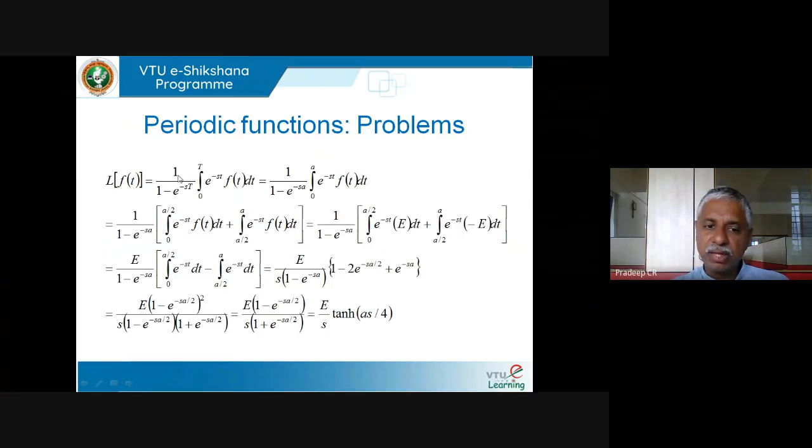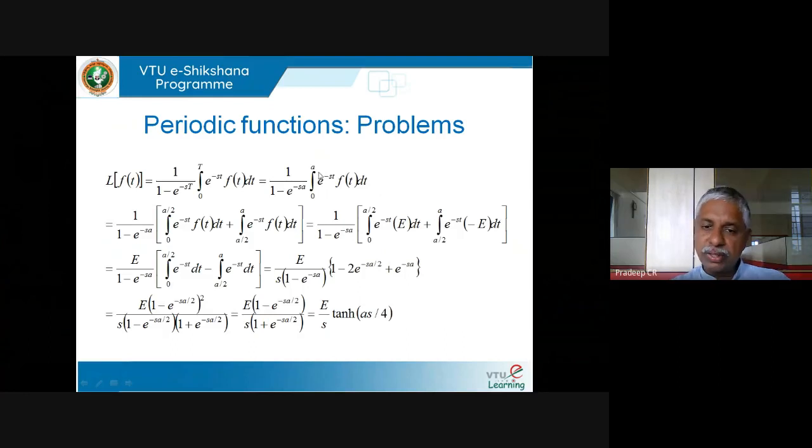Laplace of f(t) is 1 by 1 minus e power st, times the integral of e power minus st f(t) from 0 to T. Here, capital T is a, so I'll replace capital T by a here. That's all I have done, nothing else.